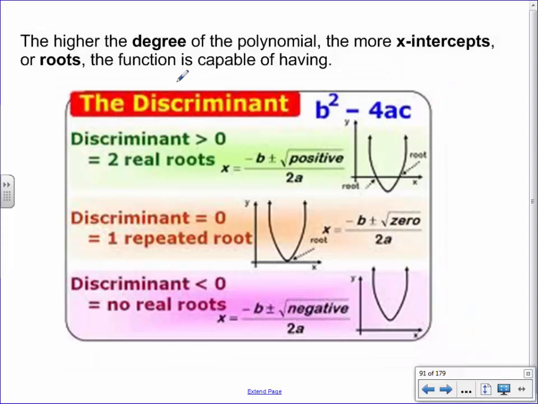So now the higher the degree of the polynomial, the more x-intercepts something could have. This is a slide from last year that I would have done when I taught you quadratics. You know how a quadratic can cross the axis and have 2 roots? The quadratic could literally just graze the axis and have 1 root, or it could not cross at all. That same concept really applies to all of these further graphs.